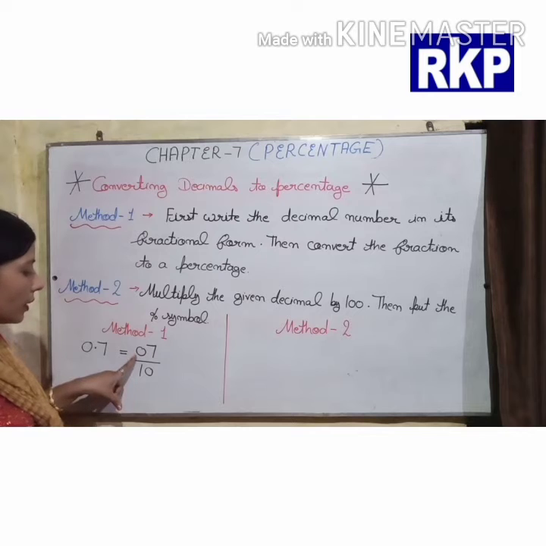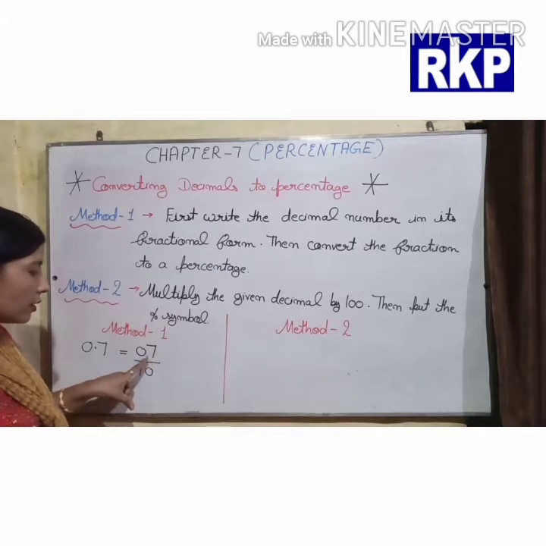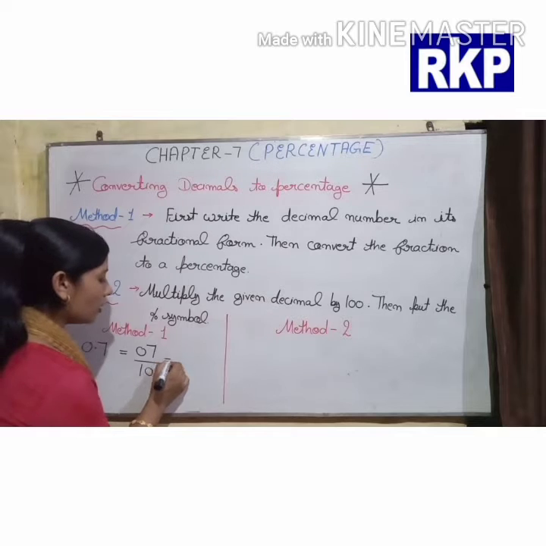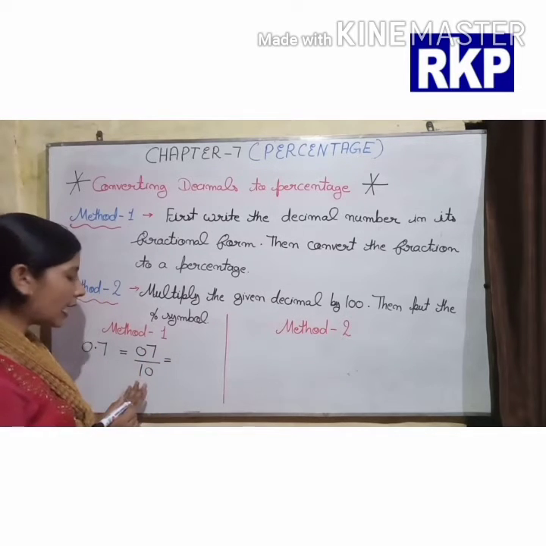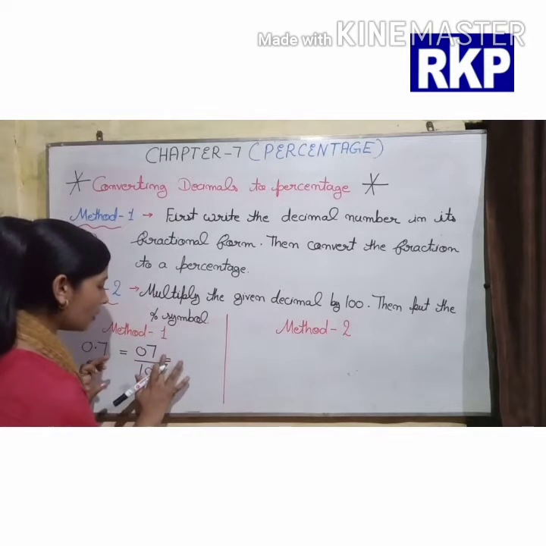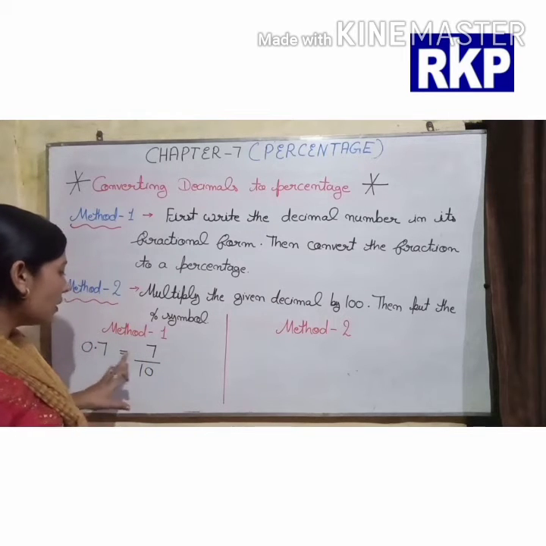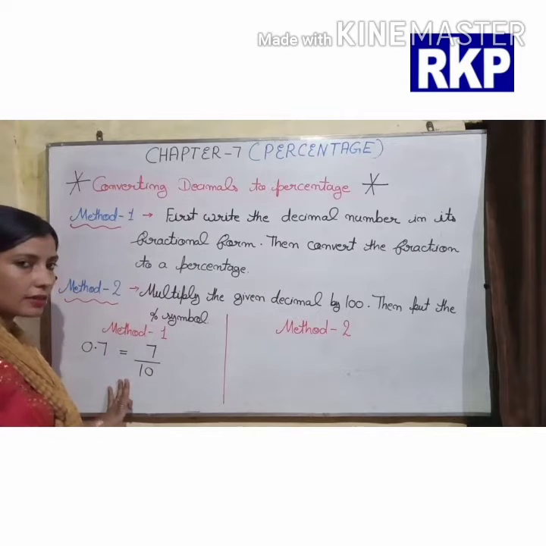Okay, so here beta we have 07, and 7 is a whole number, so there is no value of 0 before this whole number, so we can write 7 by 10 only. Or you can erase this 0, meaning we can write only 7 by 10 as a fraction.